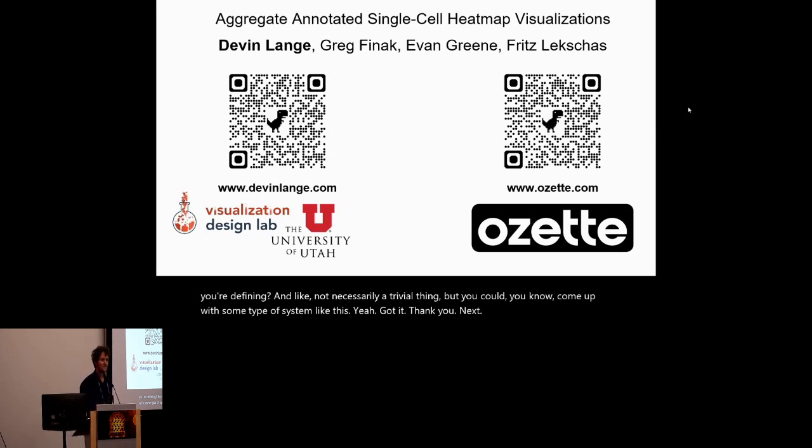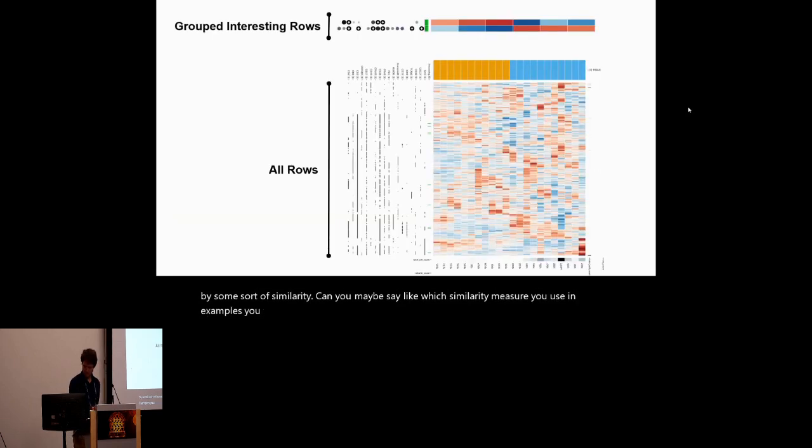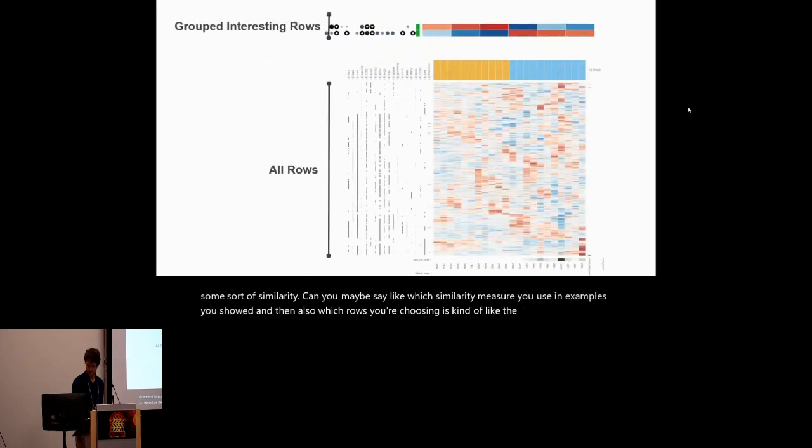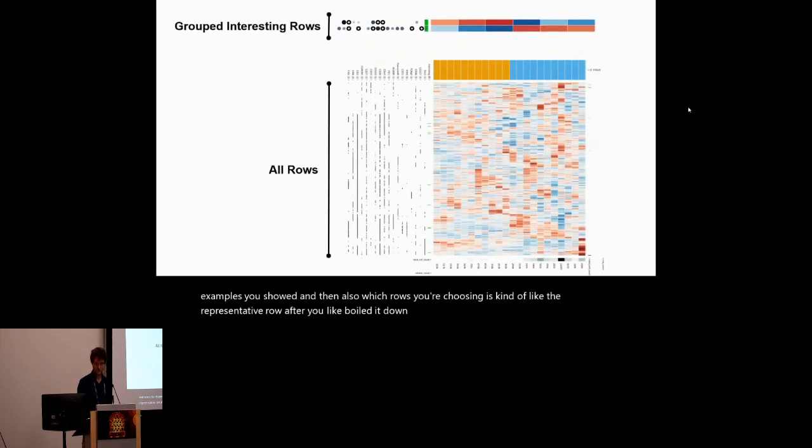Thank you very much for the interesting talk. I'm curious, you said you sort them by some sort of similarity. Can you maybe say which similarity measure you use in the examples you showed? And then also which row you choose as the representative row after you boiled it down to this simple overview. Okay, so there's 2 questions.